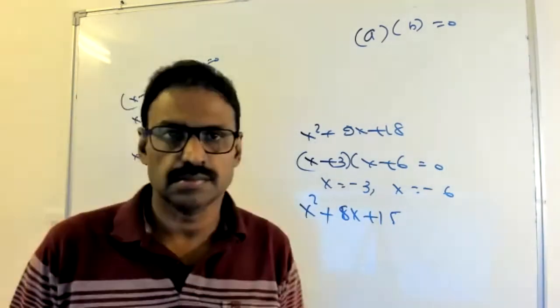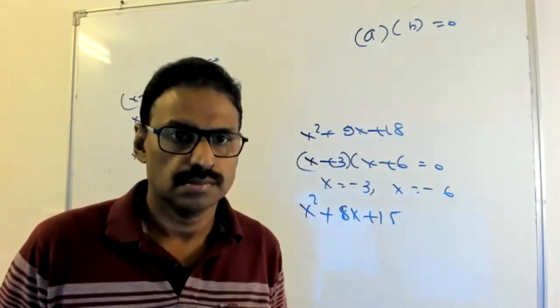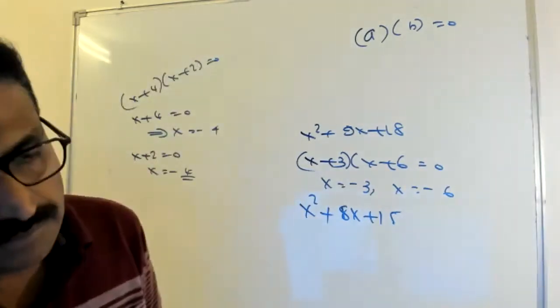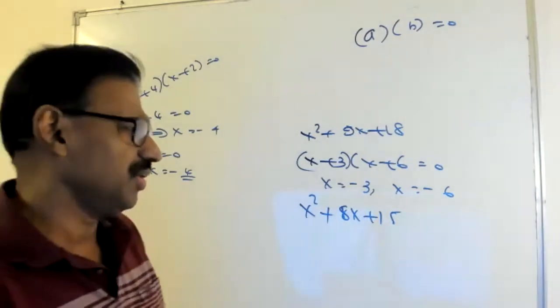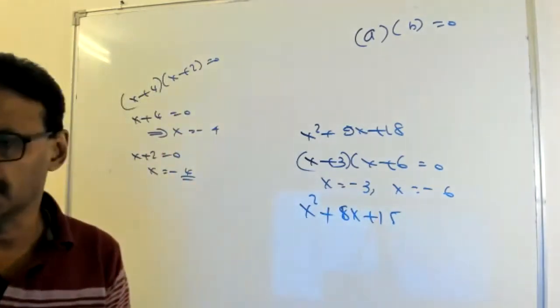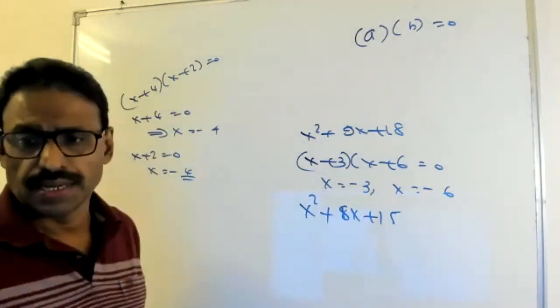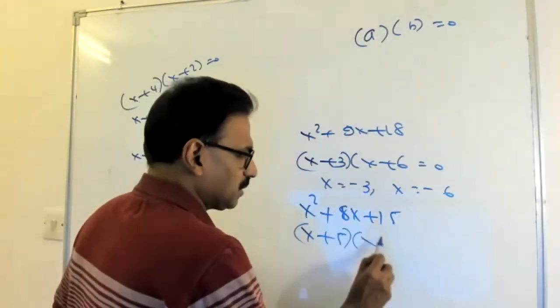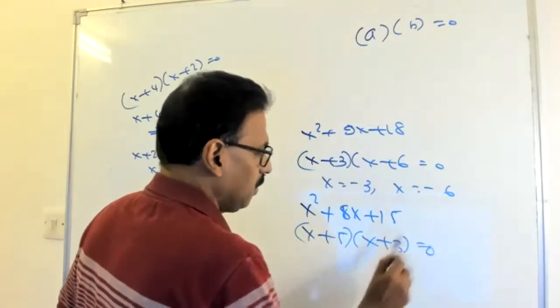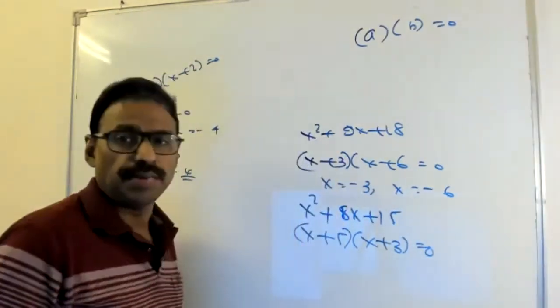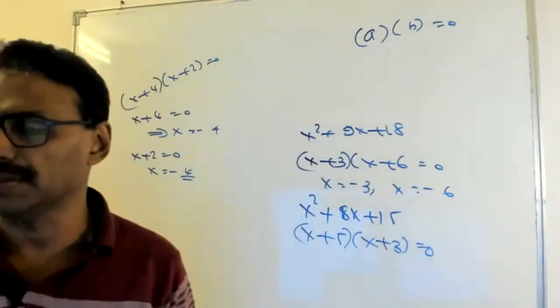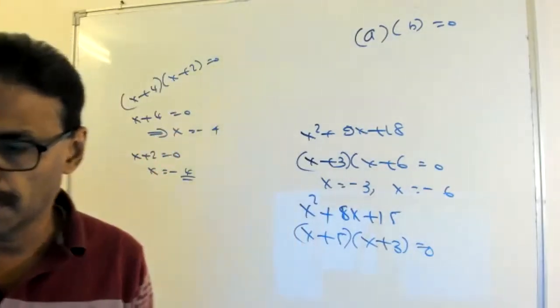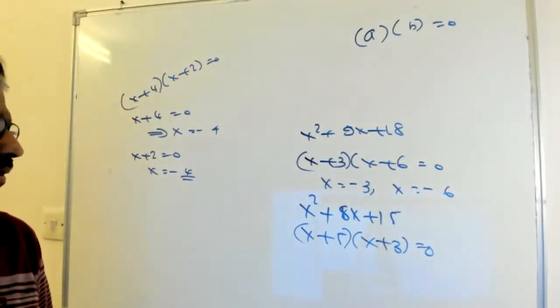Sir, if we are done, can we send it on chat or no need? No, no need to send. Just a revision only. So what you got here? X plus 5 into x plus 3 equal to 0. The zeros are minus 5 and minus 3. I hope it is clear now. Yes, sir.